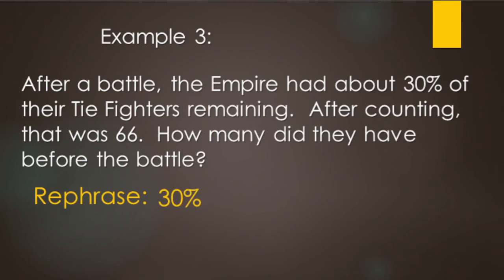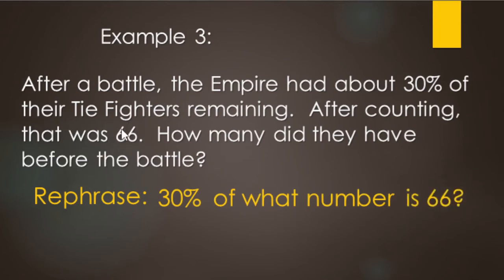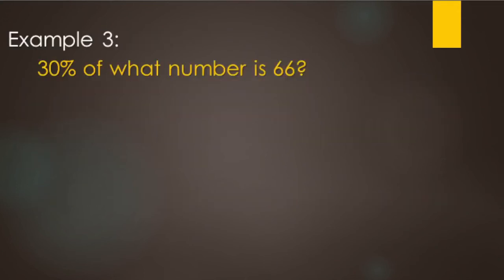So we have 30%. So we know that. 30% of what? 30% of what they started with. And so we don't know what that number is. That's what we're looking for there. So 30% of their start amount, and in this case it is 66 TIE fighters. Okay, so now that we have it rephrased, we kind of boiled it down to what's important from the entire question, now we can go ahead and write an equation.